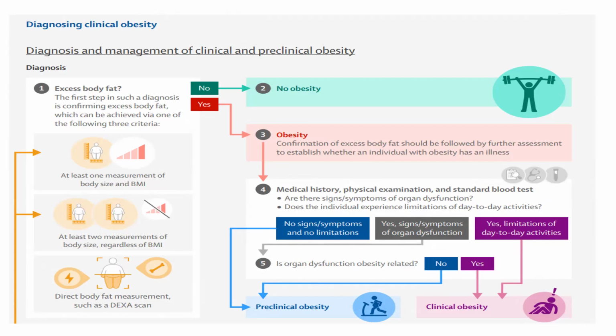If there is excessive body fat, then we go down to the chart of obesity. If there is no excessive body fat, there is no obesity. So once we have confirmed that the patient is obese, then we ask the patient the medical history. Are there any signs and symptoms of organ dysfunction, which I mentioned in that previous slide? Does the patient experience any limitation in his day-to-day activities? If the patient has none of these, then it is preclinical obesity. On the other hand, if the patient has limitation of day-to-day activities, has signs and symptoms of organ dysfunction, it's labeled as clinical obesity.